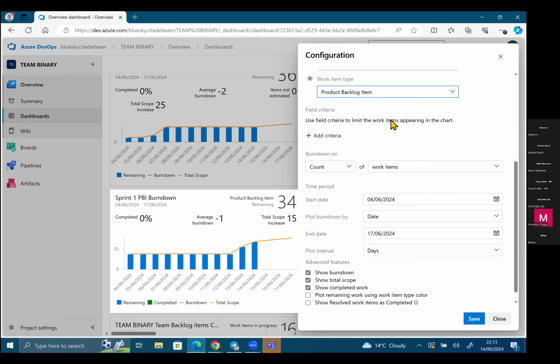Okay, so now you want to track count of work items, which is fine. That's what we want to track. But we've not added the criteria. So we need to go and tell it that we want it to track sprint 1.